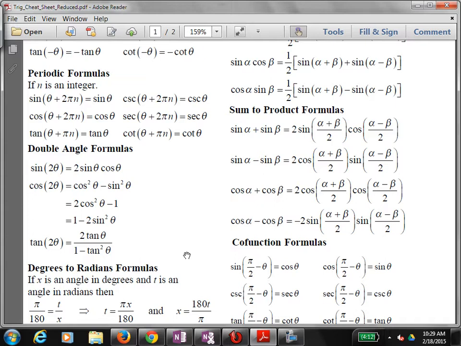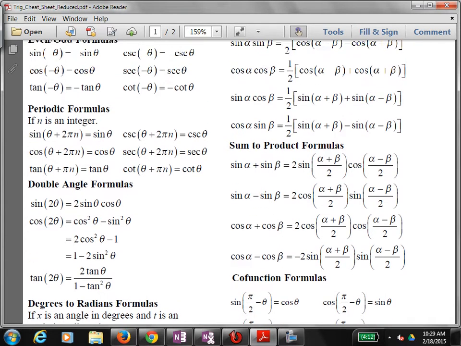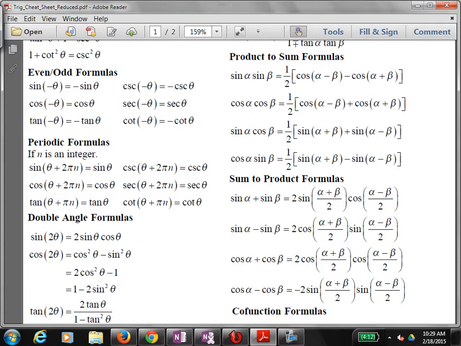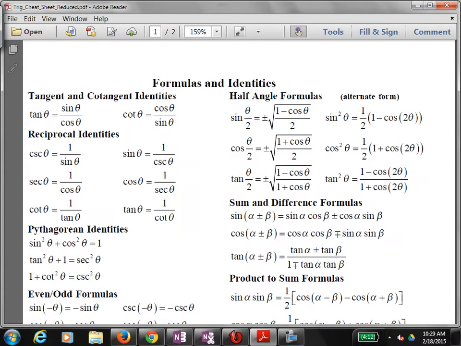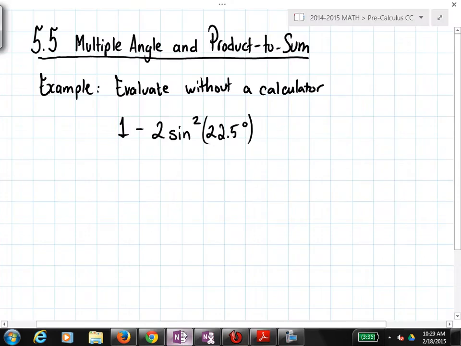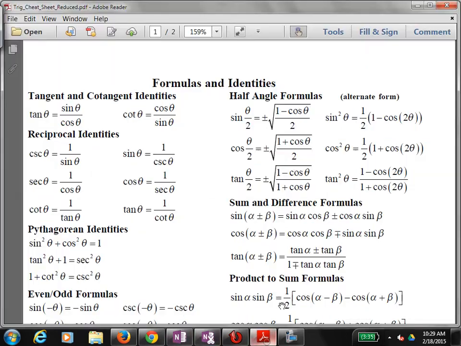Remember, 5.5 puts together all the double angle formulas, sum to product, product to sum, and it also has the half angle formulas. You also have these right here, the sine squared ones. So if we look at this, there's a couple of things that we can do on our problem. We could just isolate the sine squared, for example, and use this formula over here: sine squared is equal to 1/2 times 1 minus cosine of 2 theta.